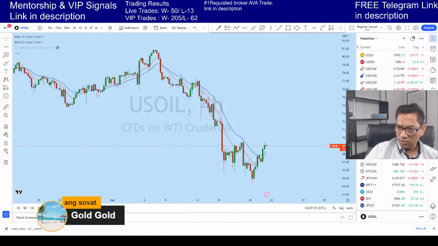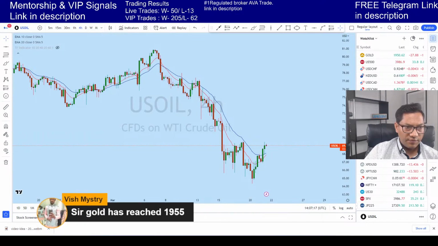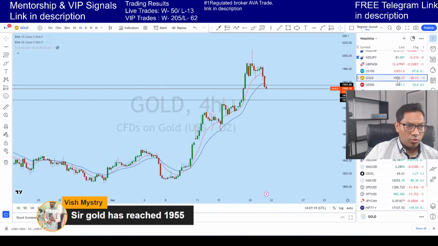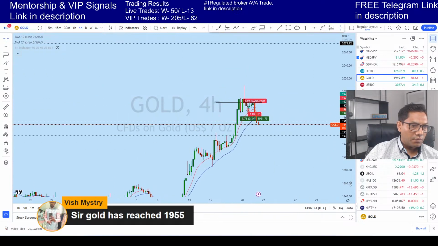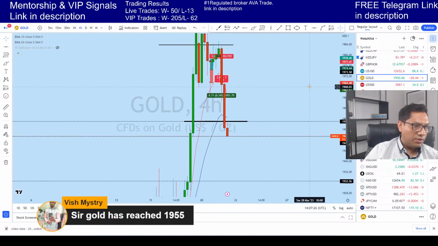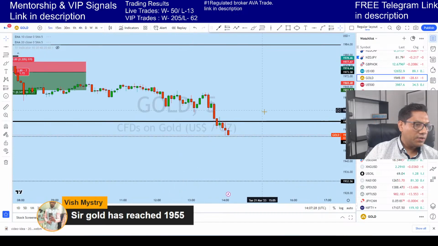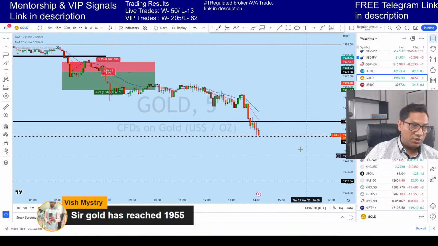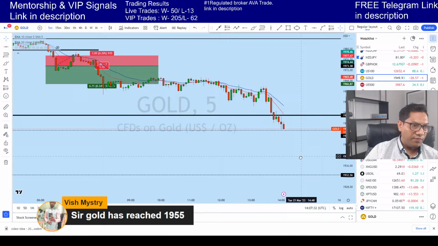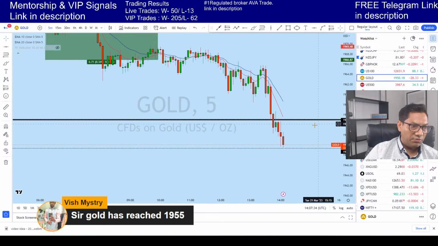Gold, okay, so gold has retraced to 1955. So yeah, that's what I was mentioning, that we might see, so let's see how it does. We might see a short-term movement. Okay, so there is a middleman on the 5 minutes, which is a bearish candle.